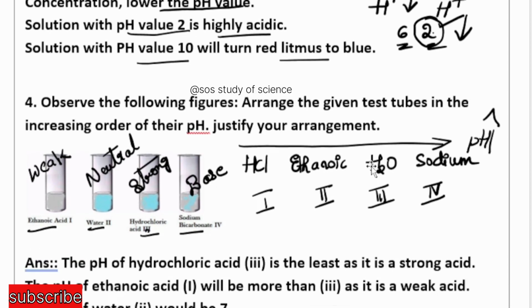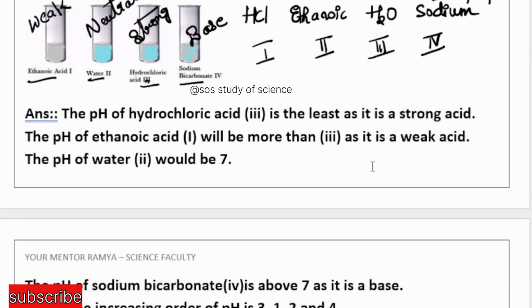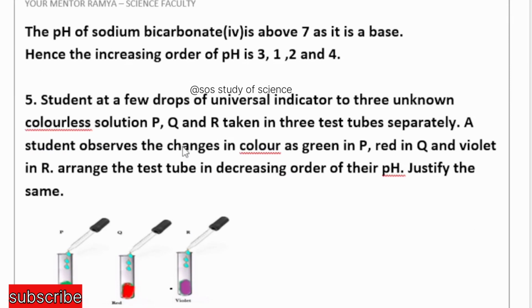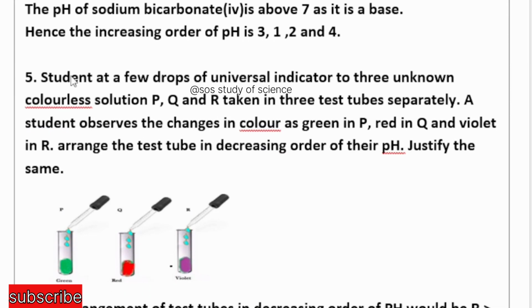So the same answer is also given here. The pH of hydrochloric acid is 3, which is a strong acid. Ethanoic acid is a weak acid. And third, we have water. And the bicarbonate is obviously a base. Next question, my dear students.